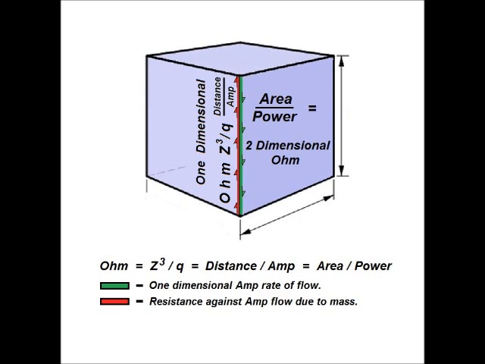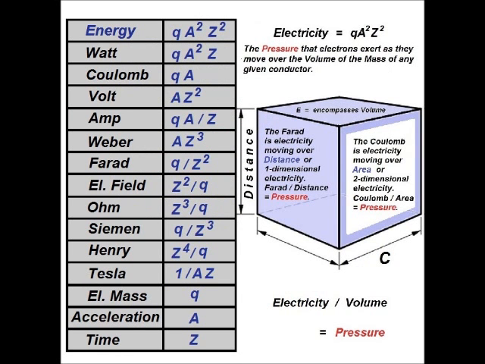The area divided by power is the two-dimensional form of the ohm, and the one-dimensional form is distance divided by the amp. And so we can see that as an amp of charge is flowing in a one-dimensional form of the segment, we can see that it's the distance of that segment that is causing the resistance against that one-dimensional flow of the charge, or the amp. And so we can see that each and every possible electrical unit is visually depictable in regards to this one three-dimensional cube.